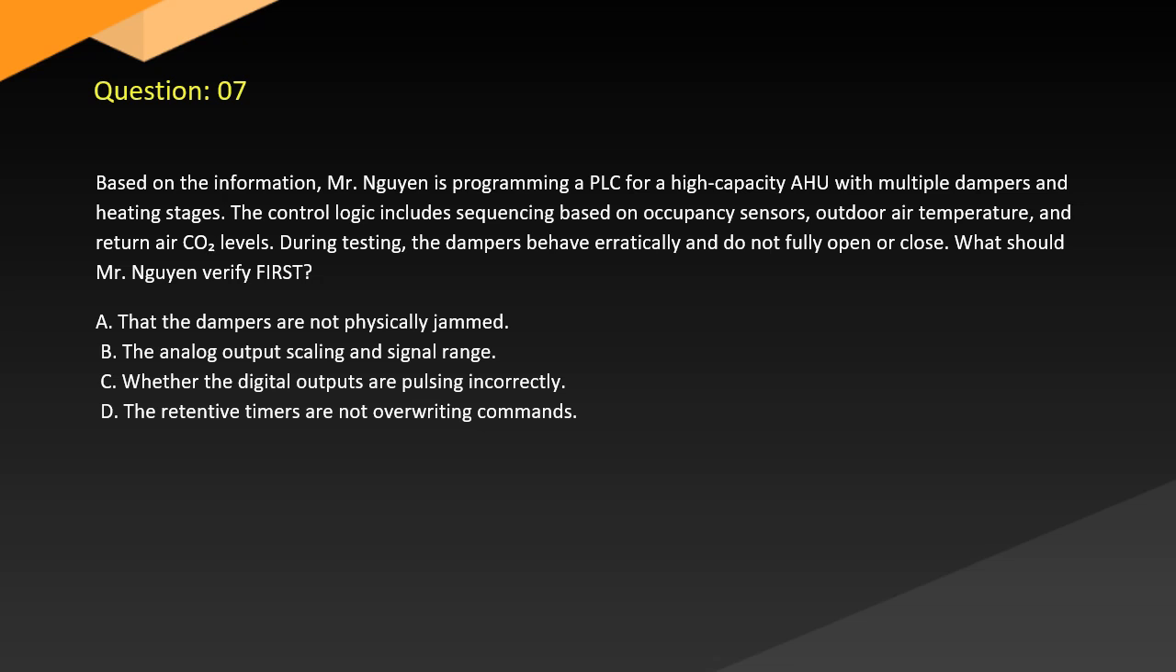Question 7. Based on the information, Mr. Ishan is programming a PLC for a high-capacity AHU with multiple dampers and heating stages. The control logic includes sequencing based on occupancy sensors, outdoor air temperature, and return air CO2 levels. During testing, the dampers behave erratically and do not fully open or close. What should Mr. Ishan verify first? A. That the dampers are not physically jammed. B. The analog output scaling and signal range. C. Whether the digital outputs are pulsing incorrectly. D. The retentive timers are not overwriting commands.